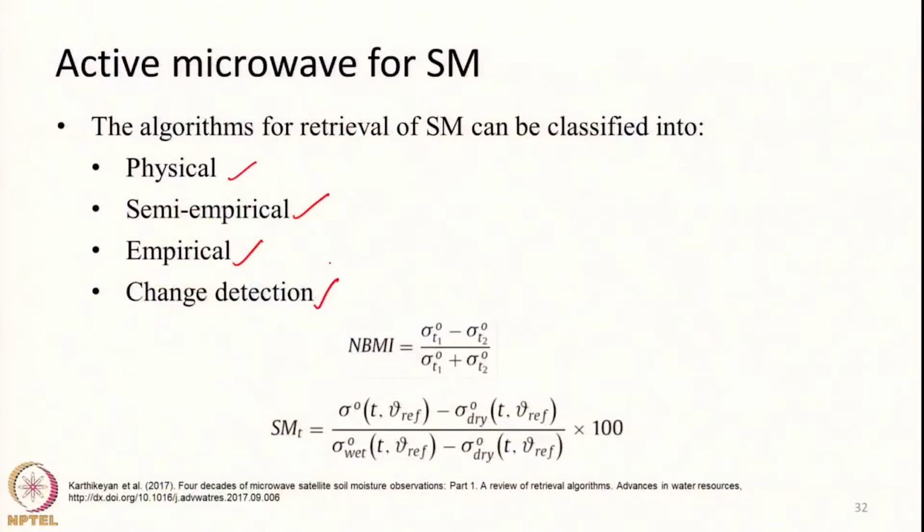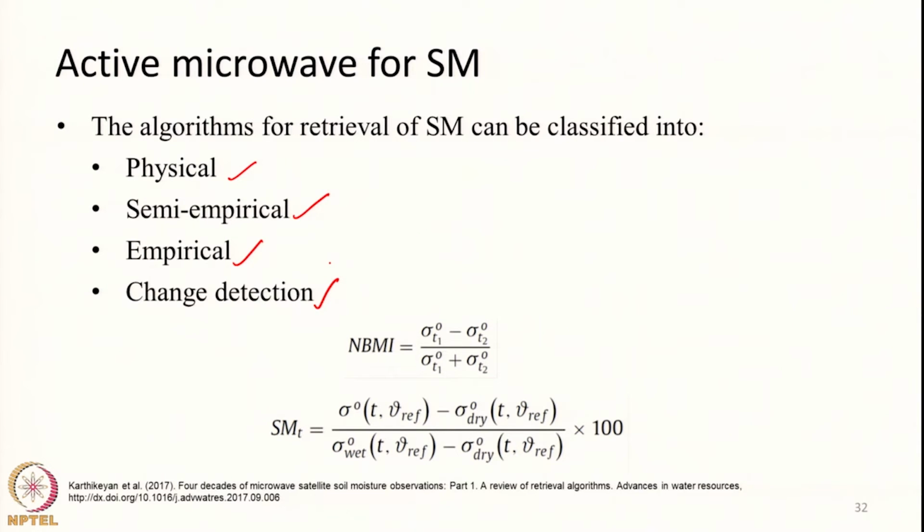The final class of models is the change reduction models. The change reduction based models will not actually retrieve the true, actual soil moisture value, but they give a relative level. What is the change between two time intervals? If we have some reference soil moisture, with respect to that reference, how has the soil moisture changed? So, we can always get to this relative change.